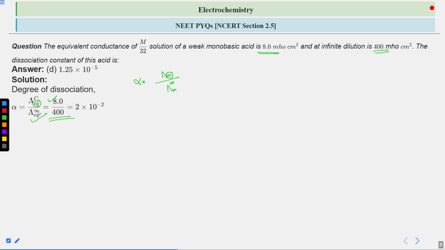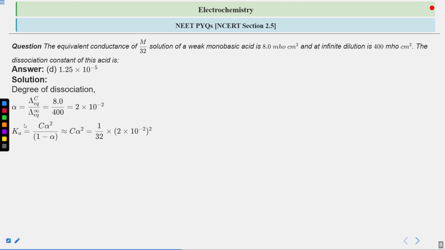Infinite dilution, as the sign says. When you solve this fraction, 8 divided by 400, you will get 2 times 10 to the power minus 2 as the answer. So this is the value of alpha, which is the degree of dissociation.